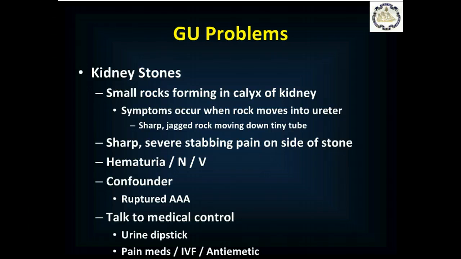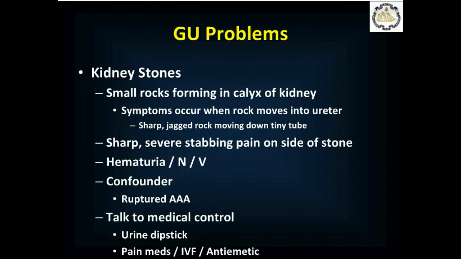The patient may have nausea and vomiting, the pain is so severe, and they may see blood in their urine. The problem is this can look like a ruptured AAA as well. So if you've got a patient who you're worried about an abdominal aortic aneurysm, they're above 50, they smoke, they have severe abdominal pain, severe flank pain, you have to consider the AAA or ruptured AAA as a possibility. So talk to medical control.